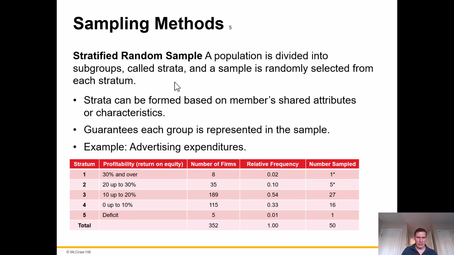So their example is advertising expenditures, right? You can see the five strata here, and then you can see the profitability, return on equity. Company five is obviously unprofitable, and as you go up to number one, it becomes more profitable. Then you can see the number of firms that fall into these categories. For example, five firms are apparently running a loss at present. The frequency, like the 0.001 relative to 1, you can think about the number of firms backed into that total. And then over here they've got the number sampled, like 1, 5, 27, 16, 1, and 50. So 50, of course, is the total.